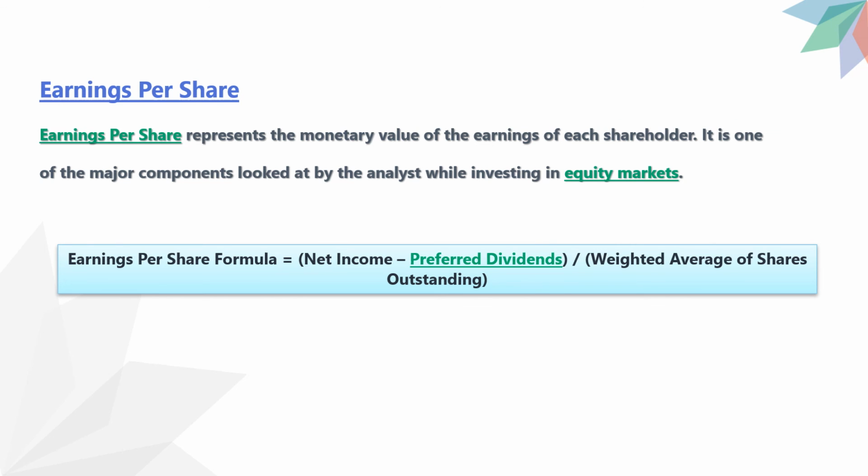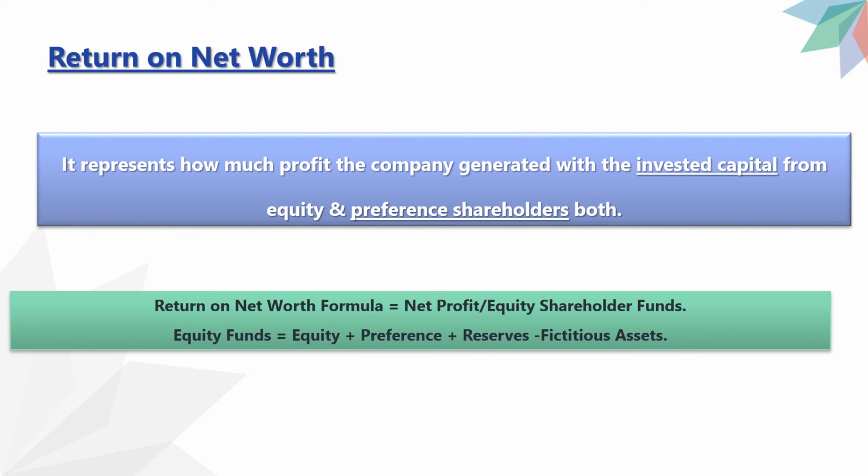Earnings per share. Earnings per share represents the monetary value of the earnings of each shareholder. It is one of the major components looked at by the analyst while investing in equity markets. Earnings per share formula equals net income minus preferred dividends, divided by weighted average of shares outstanding.